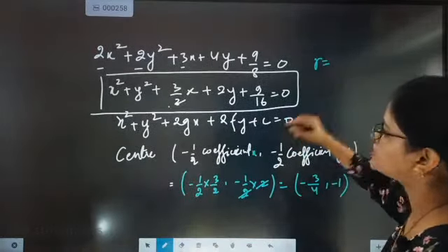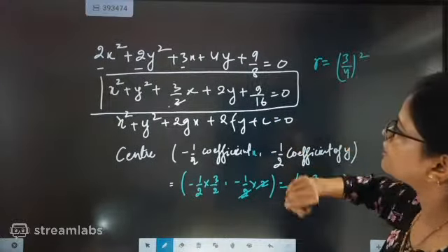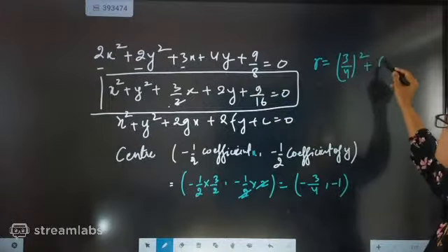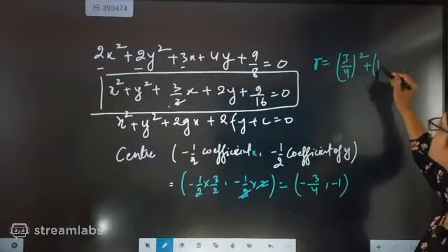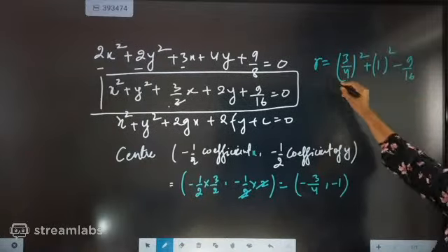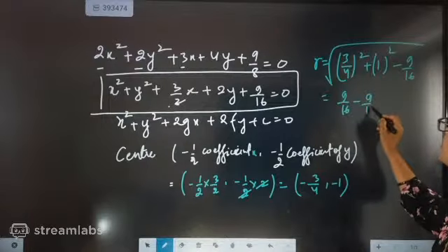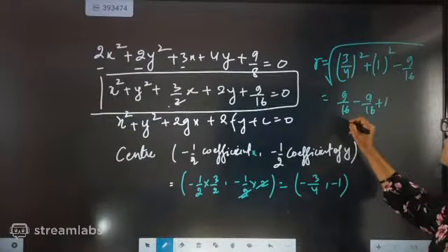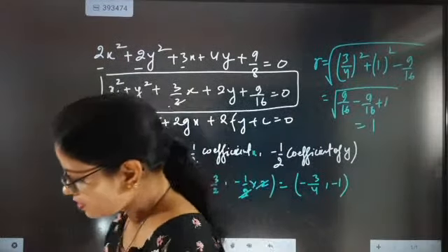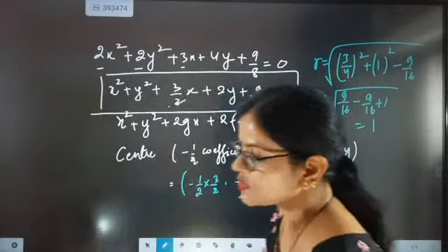So radius will be root under g square plus f square minus c. Now g is 3 by 4, so 3 by 4 whole square. And f, if you compare this and this, is coming as 1. So 1 square, and then minus c, so minus 9 by 16, root under. So 9 by 16 minus 9 by 16 plus 1, root under. So radius is coming as 1. Check if the radius is coming as 1 or not. Radius is exactly coming as 1, beta.